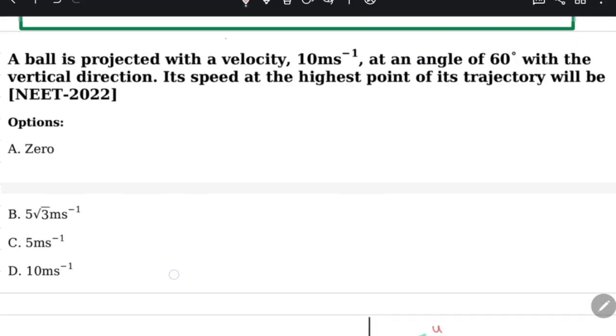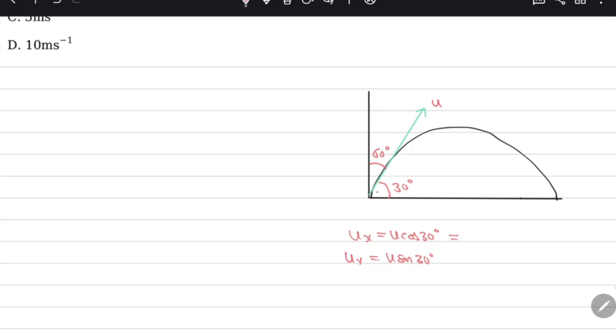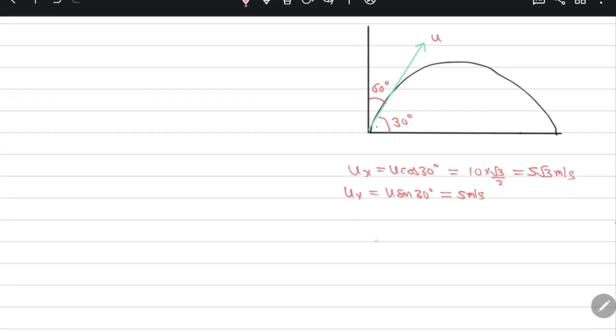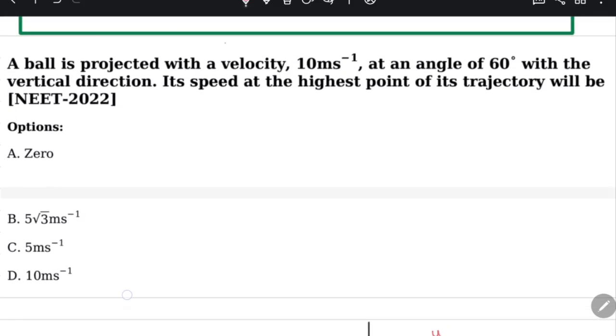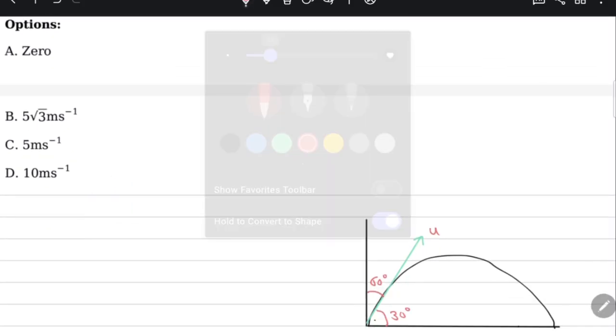So here they have given u is 10. 10 cos 30 is root 3 by 2, so this comes out to be 5 root 3, and this comes out to be 5 meter per second. Acceleration in x direction is 0. Acceleration in y direction is minus g. Right? And they're asking its speed at the maximum height.